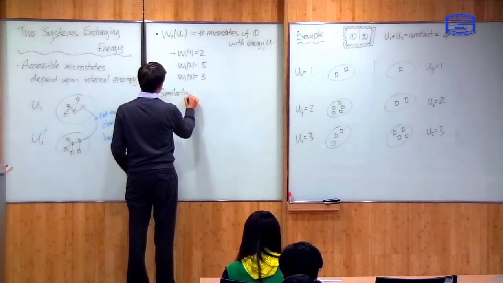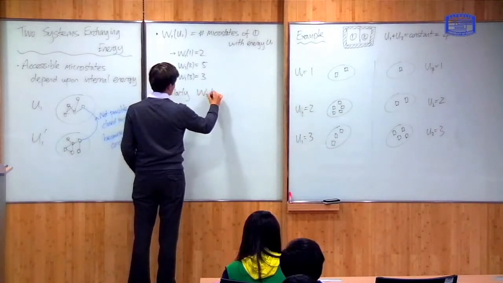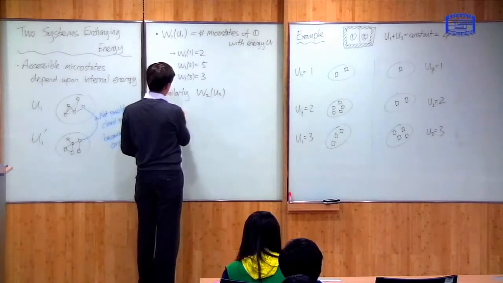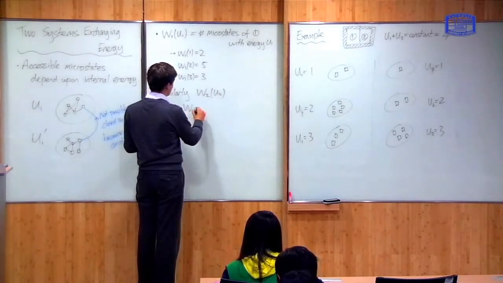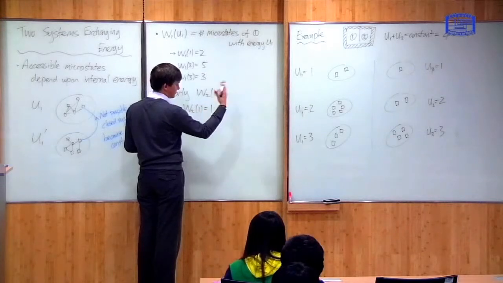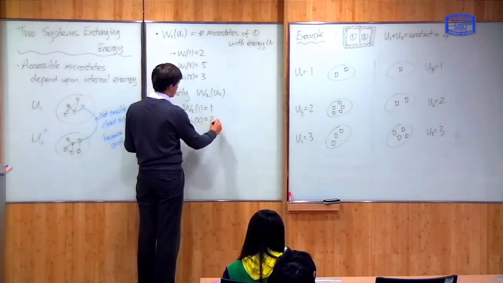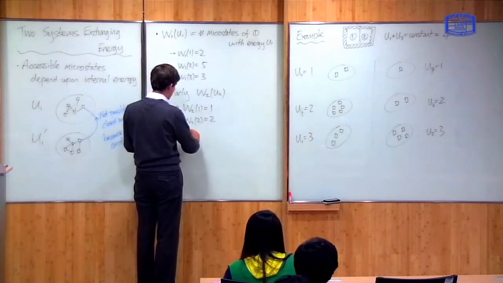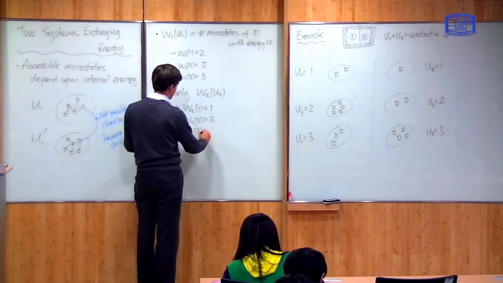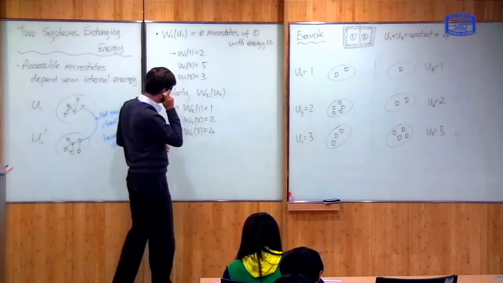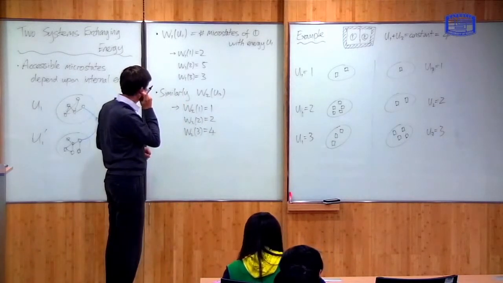for the second system. So similarly, we define the number of ways of having the second system at energy U2. So in this case, you see that W2 of 1 is just 1. There's only one microstate. W2 of 2 is 2, because there are 2 microstates. And W2 of 3 is 4, because there were 4 microstates when the second system is energy 3.